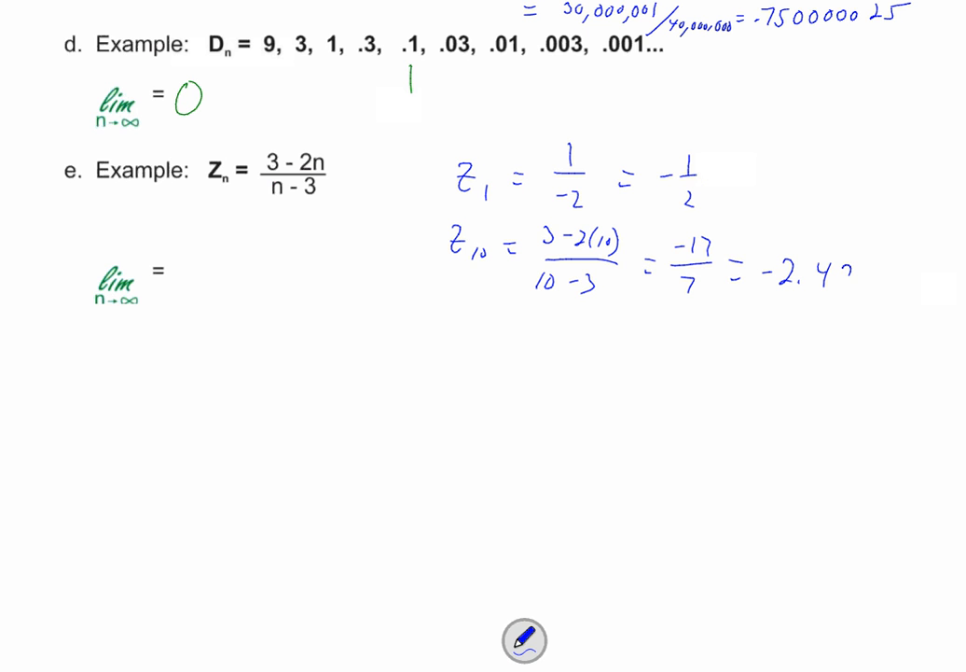Negative 2.4286, etc. Okay. All right, good. We went from negative 0.5 to negative 2.4. We're getting smaller, aren't we? If those aren't exactly the digits, I don't care. It's a good enough question.